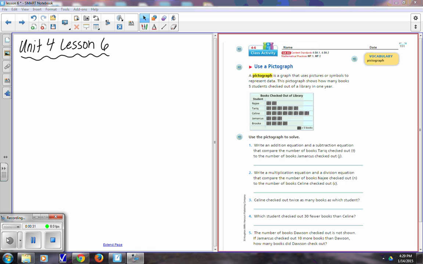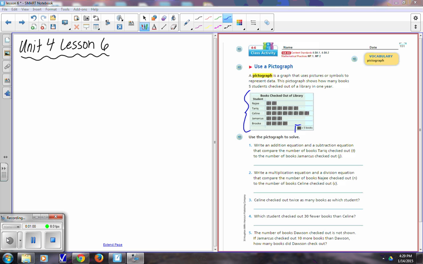And first of all, what is a pictograph? A pictograph is a graph that uses pictures or symbols to represent data. This pictograph right here on page 151 shows how many books 5 students checked out of a library in 1 year. So at a glance, I can see how many times or how many less or how many more books each kid read for the year.